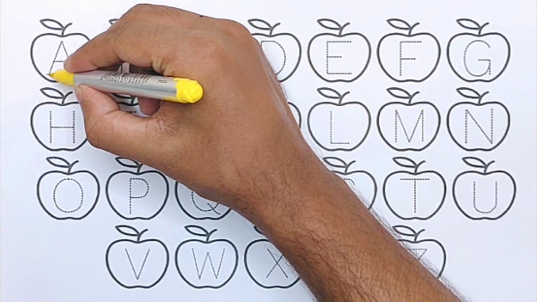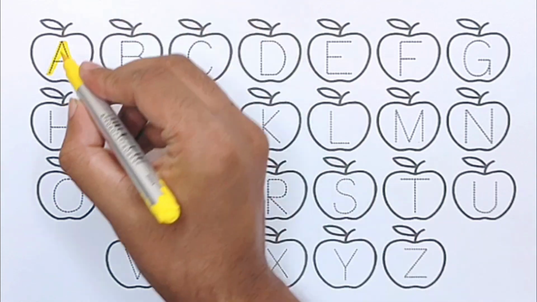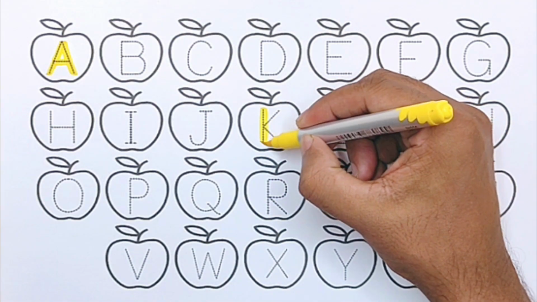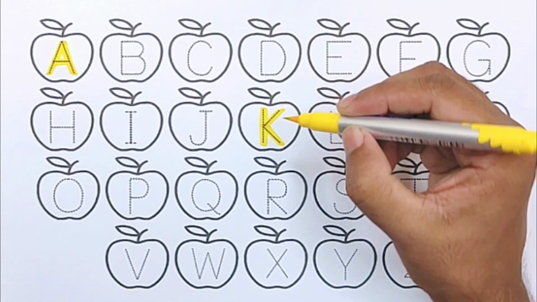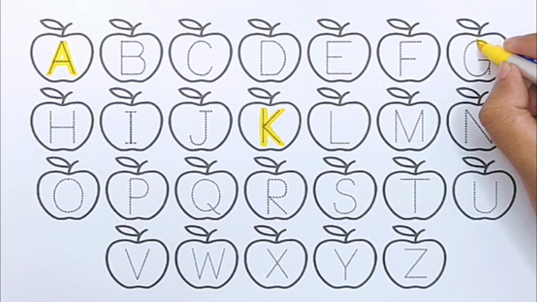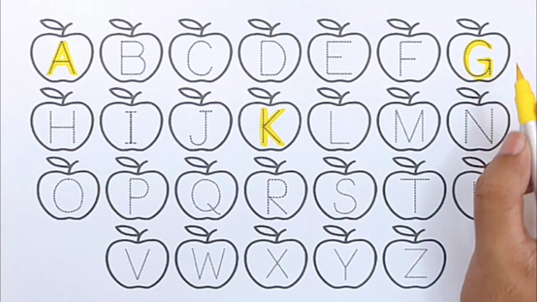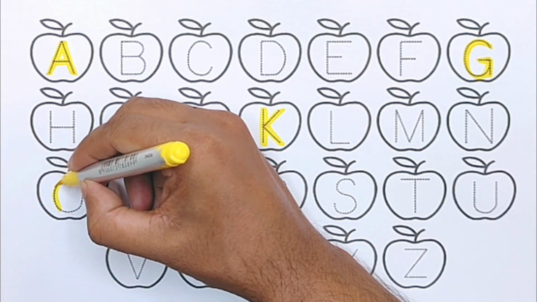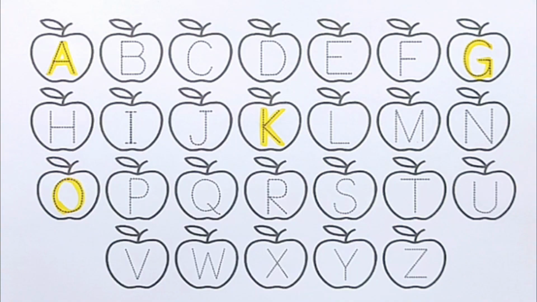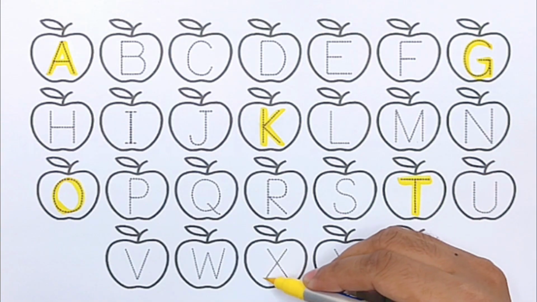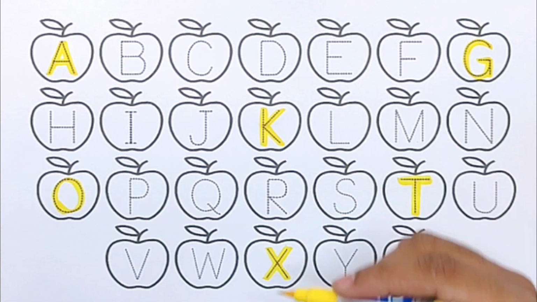Yellow color. A for angel. K for kangaroo. G for gold. O for ocean. T for taxi. X for Xerox.